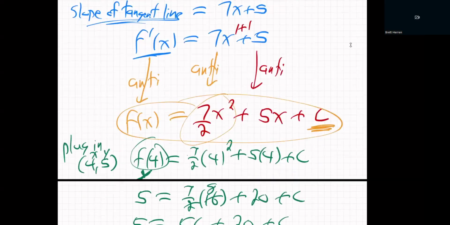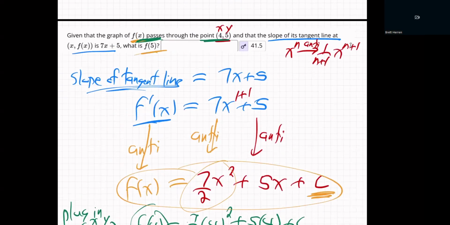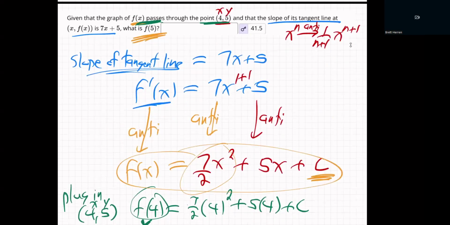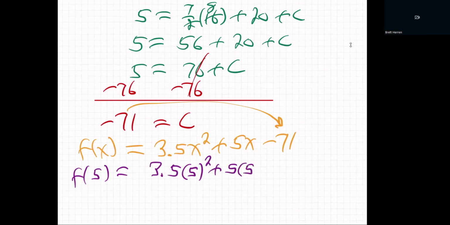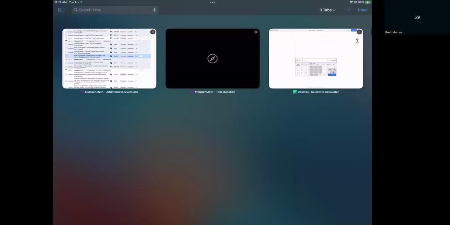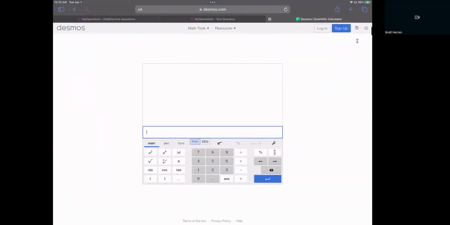So now we got the function, okay? And now we can ask, what is f of 5? Now we can plug 5 into that function. So that's going to be 3.5 times 5 squared plus 5 times 5 minus 71. So let's hit the buttons on decimals. 3.5 times 5 squared.